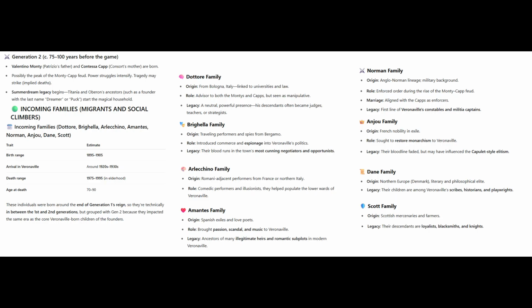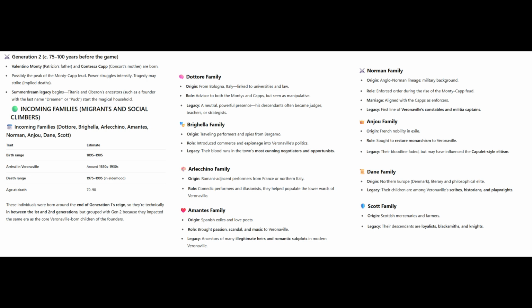So, Generation 2 involves incoming families. So, migrants and social climbers who are not born in Veronaville, but they migrate to Veronaville. It's already a set up neighborhood. The founding family already built the foundation for it. So they're entering Veronaville knowing that it is an upcoming stable area.